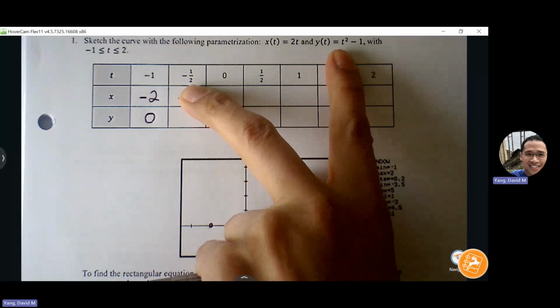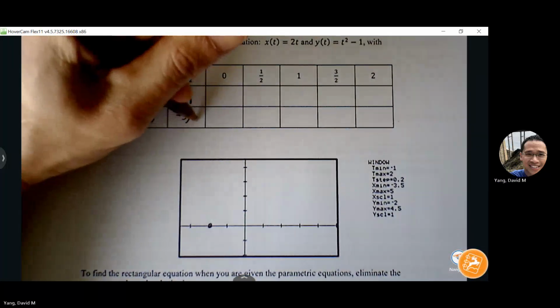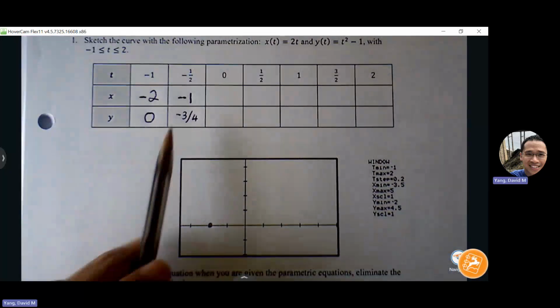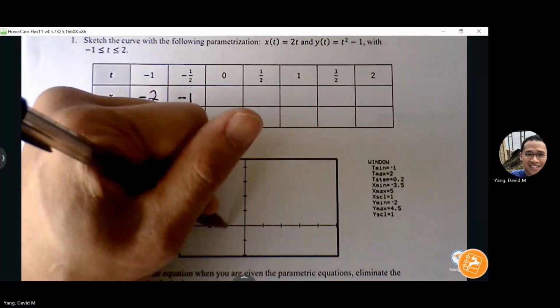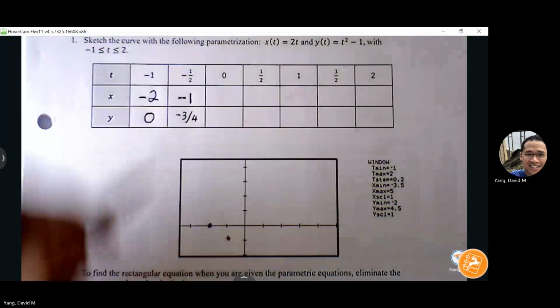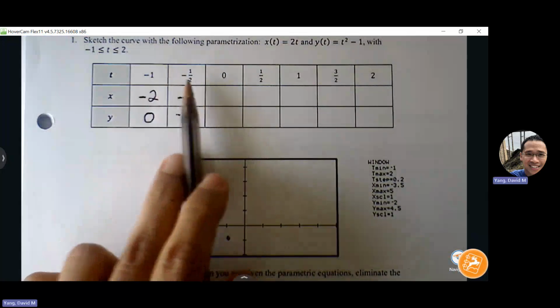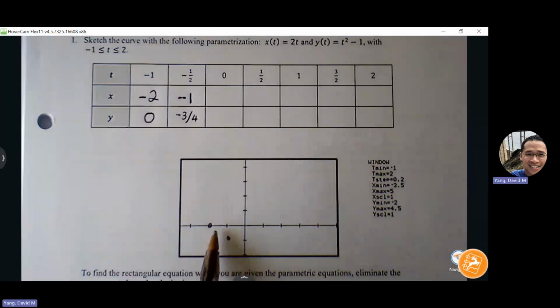So here, 1/4 minus 1, -3/4. Okay, let's graph it to the best of our ability, approximate it. So -1, -3/4. Having these t values also gives us an idea of how the graph is being formed. It's starting at this point and it's moving through like this.